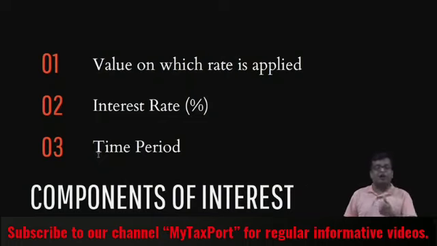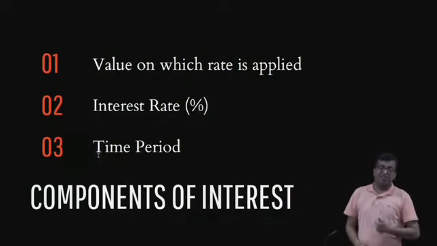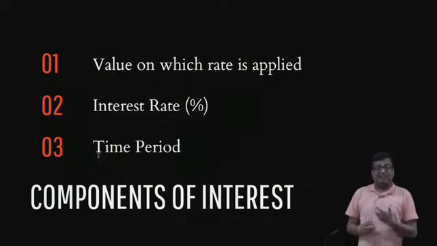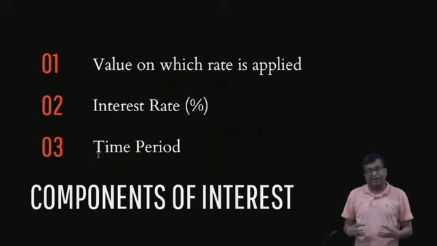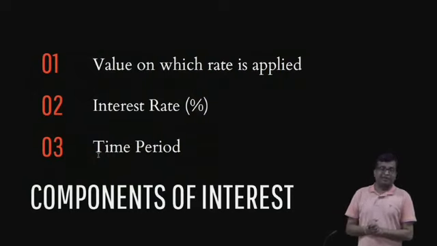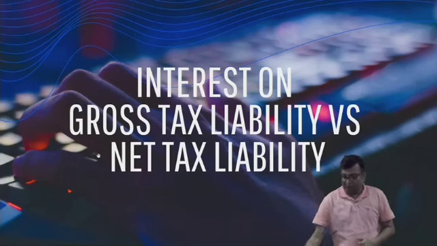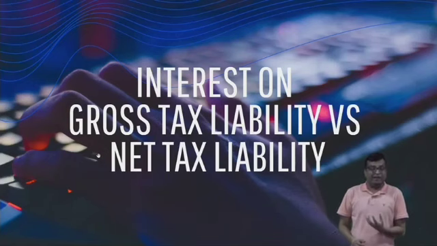Number one is the value on which we'll be calculating the interest. Second is the interest rate. And third is the number of days or the time period for which we are supposed to calculate the interest. Let us take one by one. First of all, the value. Which value we'll be taking?